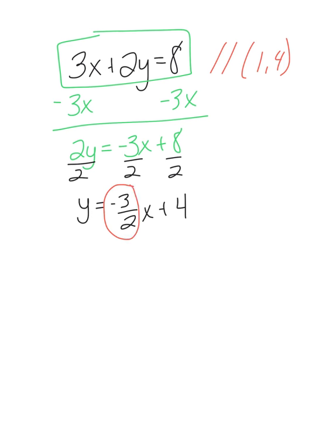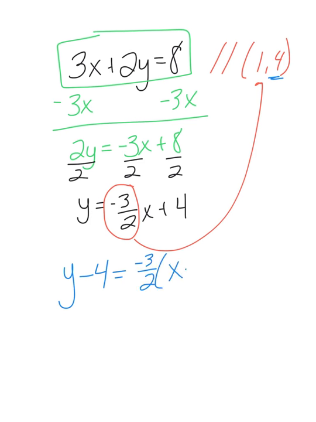I'm going to use my slope now and my new point to plug into an equation. So, y minus 4 equals -3/2 times x minus 1. If I needed to change the form, I could. Otherwise, I'm done. Let's now look at perpendicular.